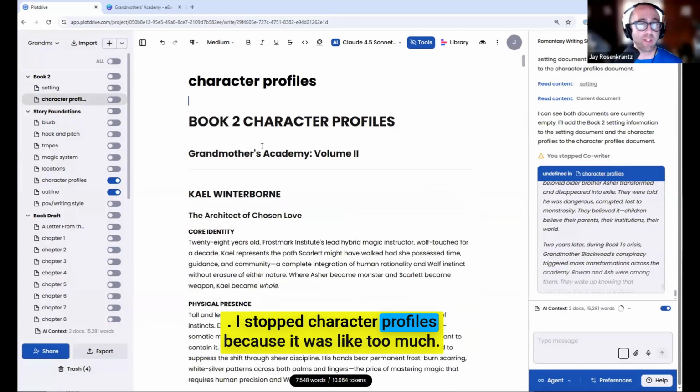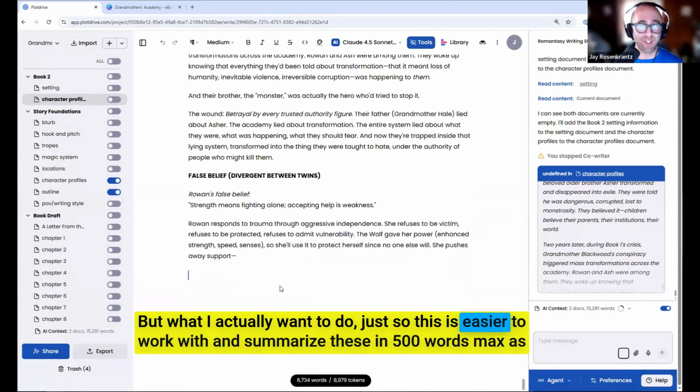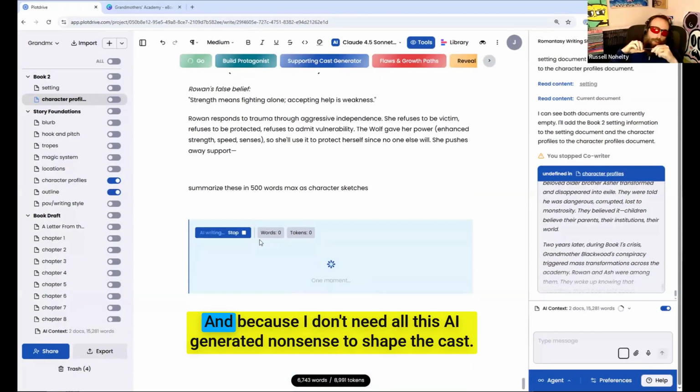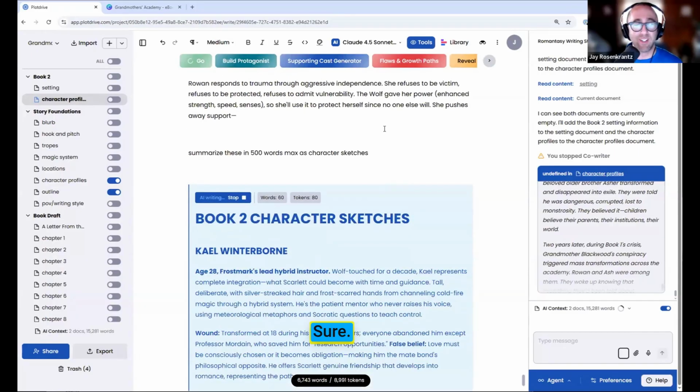Stop the character profiles because it's too much. What I actually want to do, just so this is easier to work with, is summarize these in 500 words max per character, just so I know what we're working with. I'm just going to use the go button to do that. Sure. Because I don't need all this AI-generated nonsense to shape the cast.